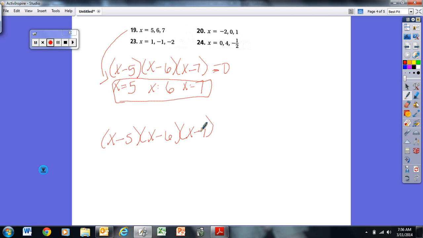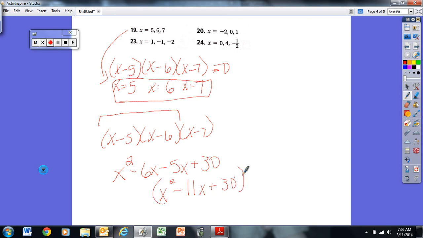So what I'm going to do first is I am going to FOIL the first two. So the first is x times x, which is x squared. Outside, negative 6x. Inside, negative 5x. Last, plus 30. Combine like terms. And then I'm going to multiply that by x minus 7.